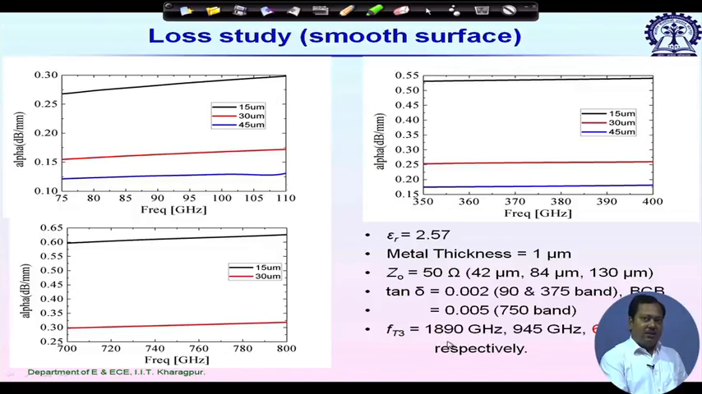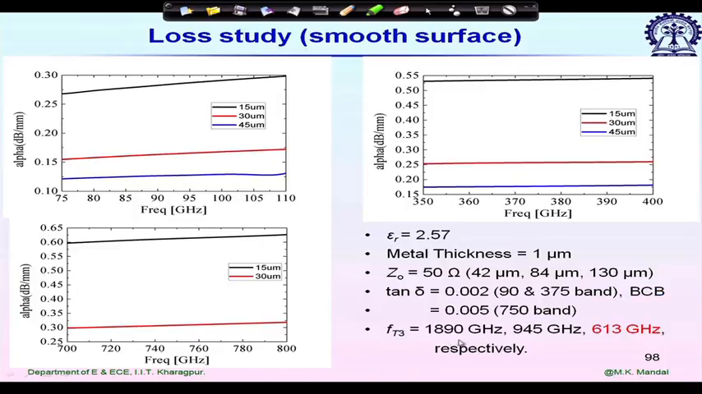For the first substrate, it's coming to 1890 gigahertz. For the second substrate, it's 945 gigahertz, and for the third substrate with thickness 45 micrometer, since it has the widest line, it has the minimum FT3. So the third substrate we can't use, let's say, above 600 gigahertz. Now let us look at the loss plots.